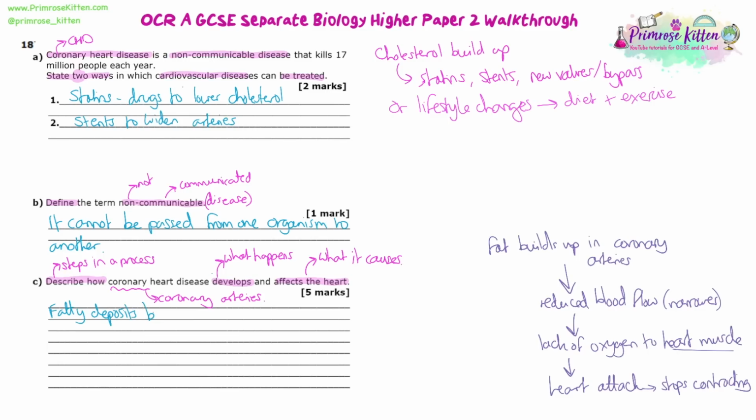So once we've got that little flow diagram, that little bullet point, then we can just write that out. Fatty deposits build up in the coronary arteries. This narrows them, reducing blood flow and oxygen transport to the heart muscle. This can stop the heart muscle contracting, which causes a heart attack. That's it, and that should be all 5 of those marks.